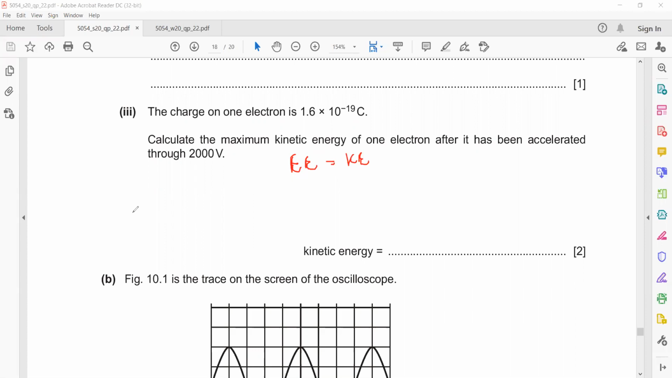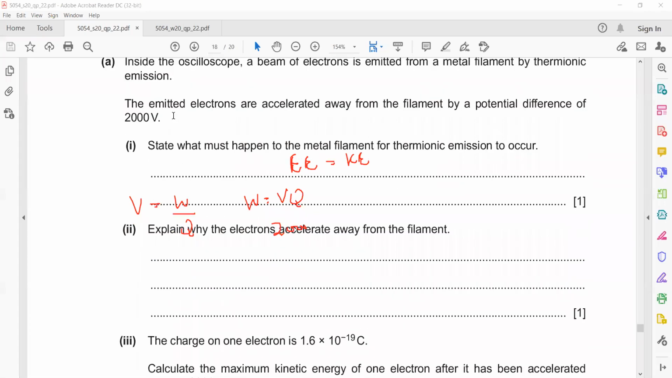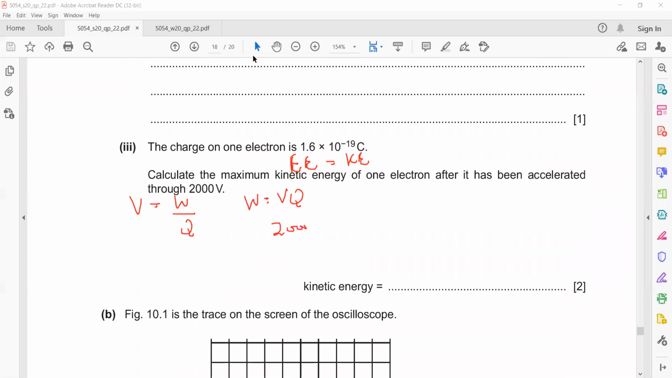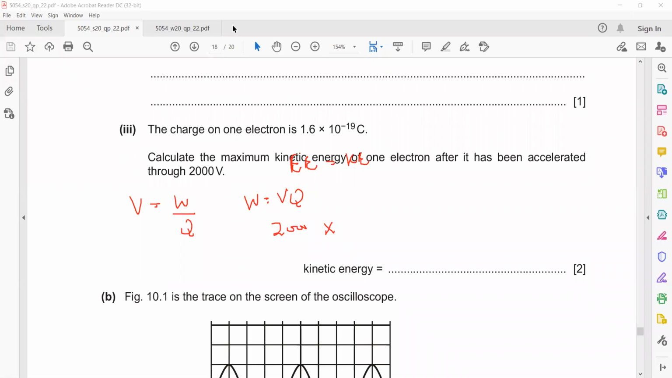And what is electrical energy? Voltage is work done per unit charge, or energy divided by charge, so work done or energy is equal to voltage multiplied by charge. The voltage given is 2000, multiplied by the charge of one electron, which is 1.6 into 10 to the power minus 19 coulomb. So you will get this energy, which will come out to 3.2 into 10 to the power minus 16 joules.